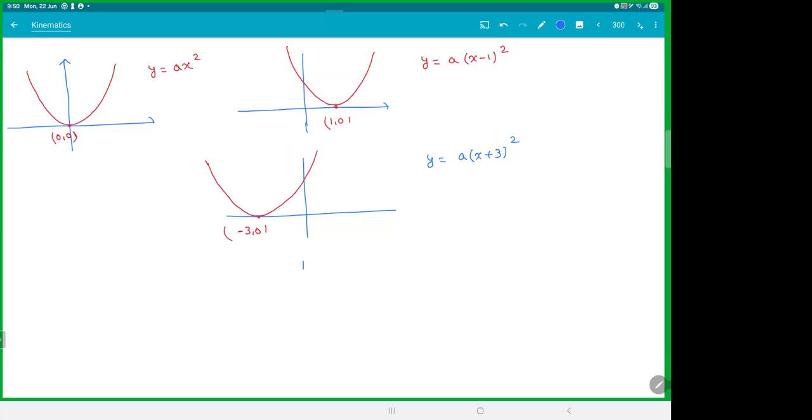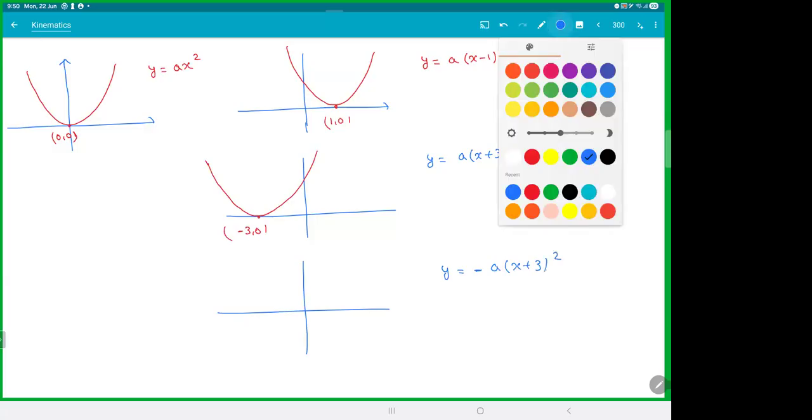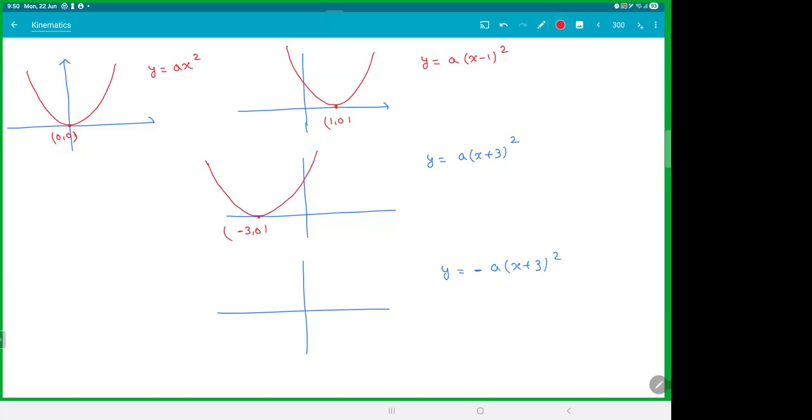Right. So if I draw one more like this, same thing, if I put a minus sign for this, y is equal to minus a into x plus 3 whole square, then it's like you're flipping the whole parabola downward.